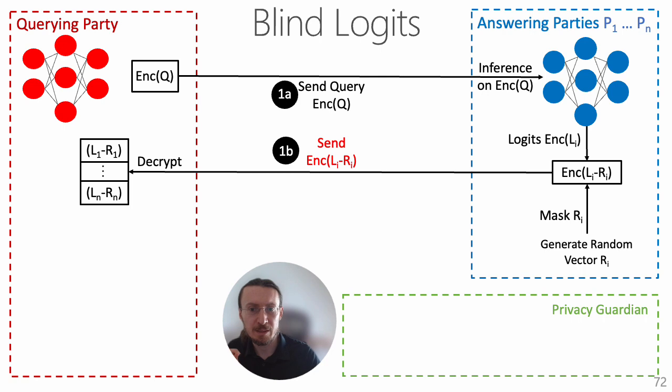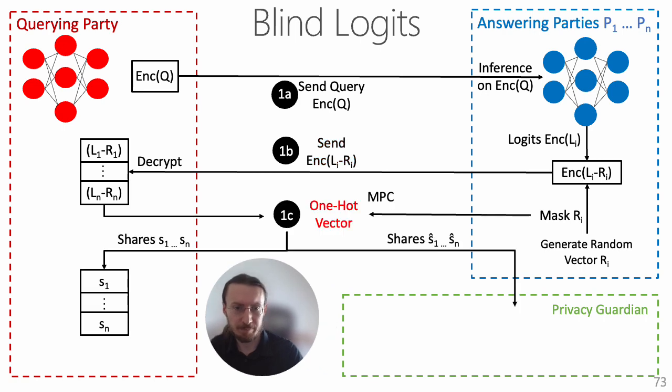In step 1b, we send the masked logits to the querying party, and then the querying party decrypts the message to get masked logits in a plain form. Then in step 1c, the querying party and the answering parties engage in secure two-party computation to compute an argmax of the logits. And this is the predicted label by the answering party expressed as a one-hot vector. So they split the one-hot vector into shares S and S hat. The S shares are returned to the querying party, and the privacy guardian receives the S hat shares.